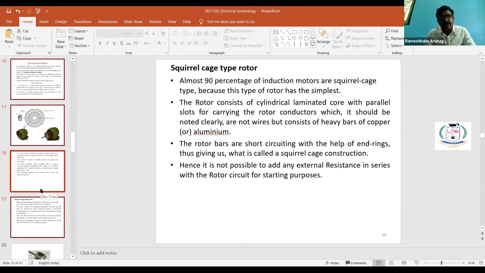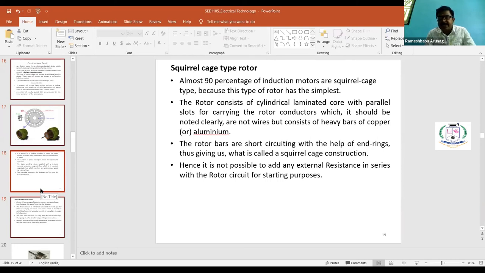Why is it called a squirrel cage type rotor? In the slots we normally keep conductors, but here instead of conductors we are keeping aluminium or copper bars. Both ends of the bars are short circuited with the help of the end rings. This construction looks like a squirrel cage, so it is a squirrel cage type rotor.